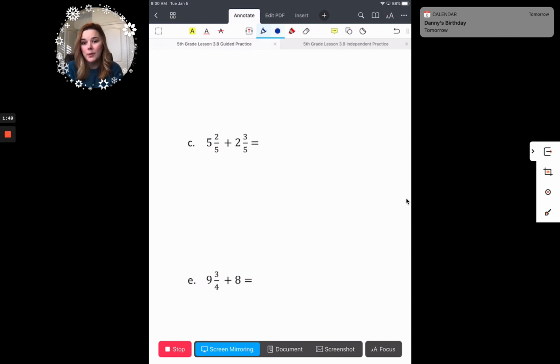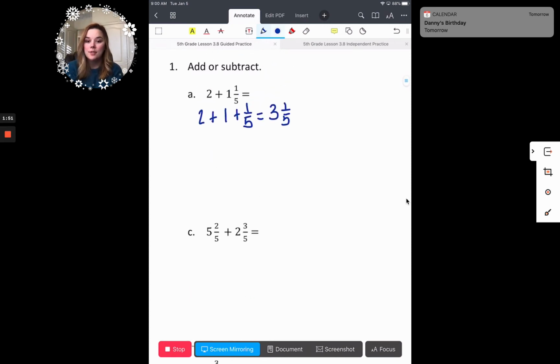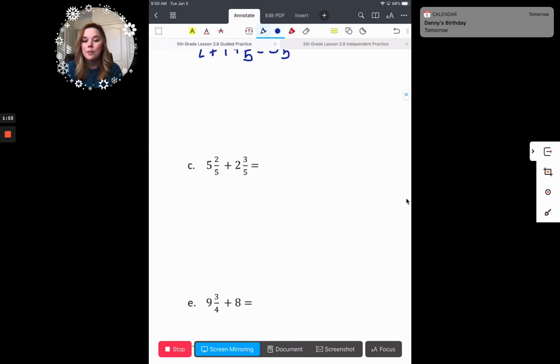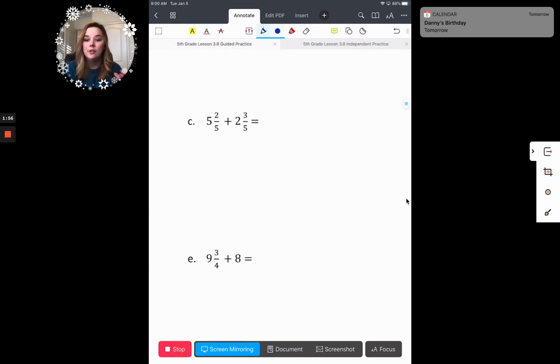So another option that we have, obviously we can use that same method from A, but another option is to turn these into improper fractions. So we can do this by thinking of 5 over 5, or 5/5, as being 1, then that means that 5 would give us 25/5 plus 2/5, which would give us 27/5.